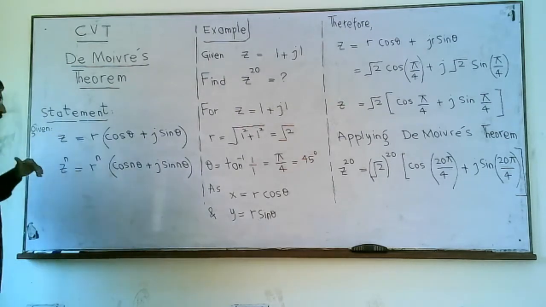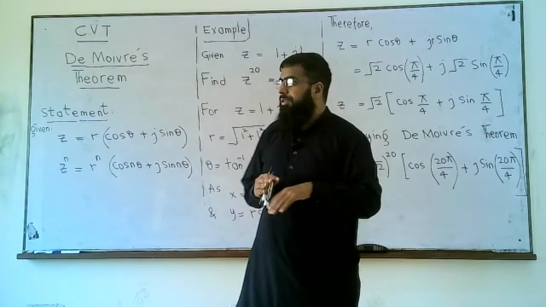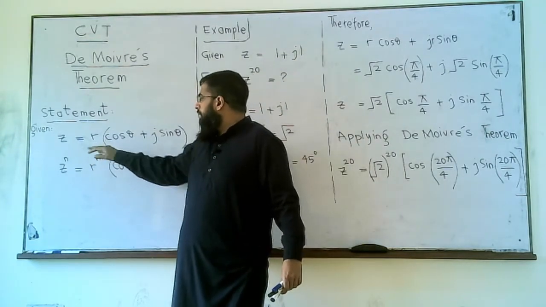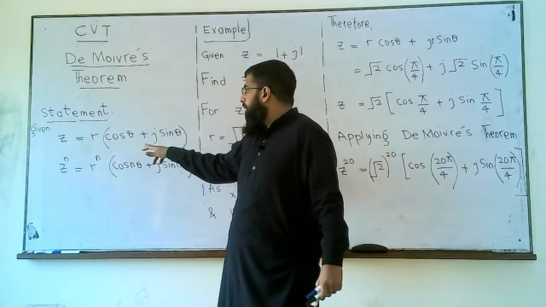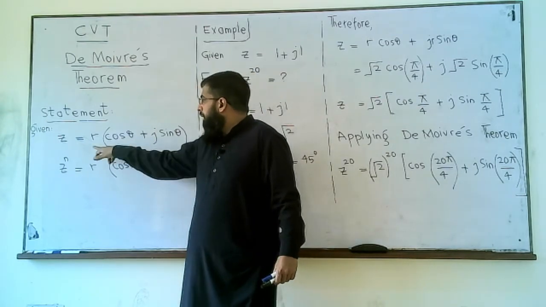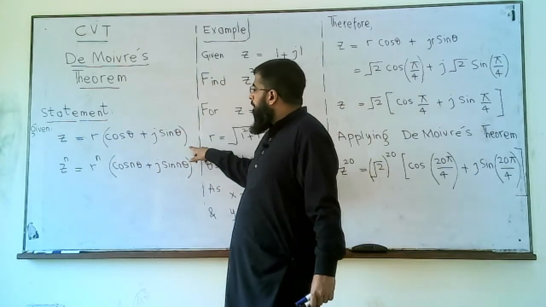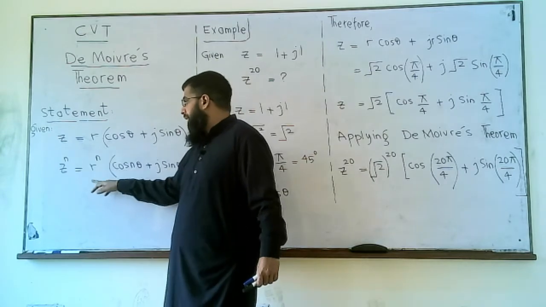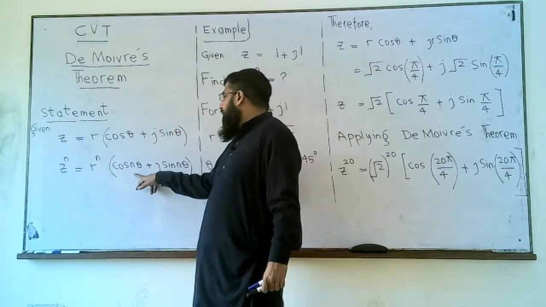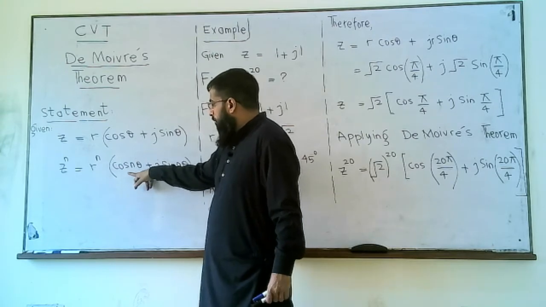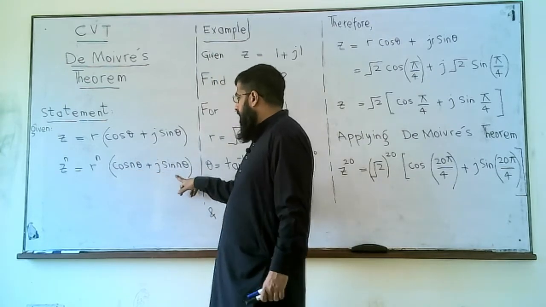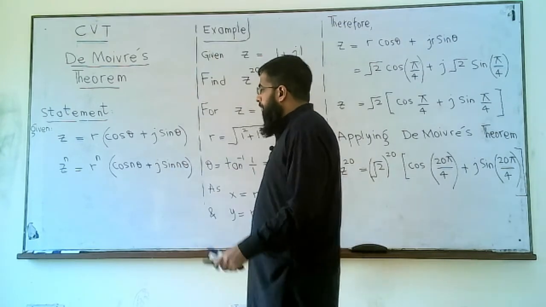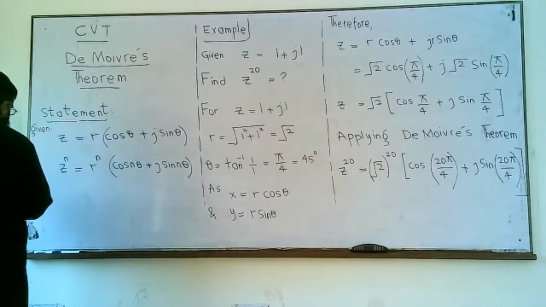The statement of the theorem is that given a complex number z in this form where r is the magnitude and theta is the angle or argument of the given complex number, if we write the complex number in this form, z raised to the power n can be computed as r to the n instead of cos to the n theta. This is cos n times theta plus j sine n times theta. So, it's a very important theorem. It can be used to compute powers of a complex number quickly.